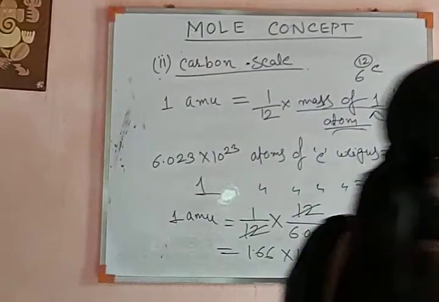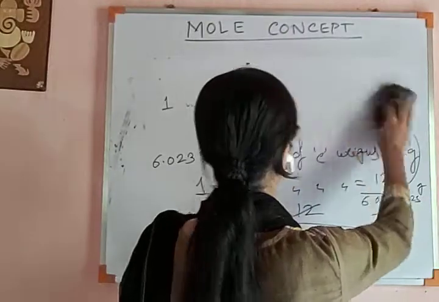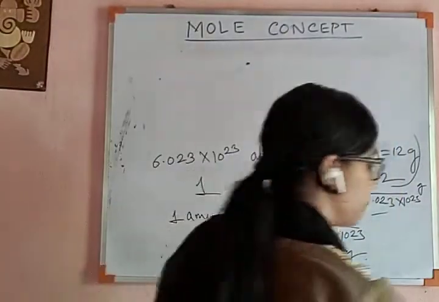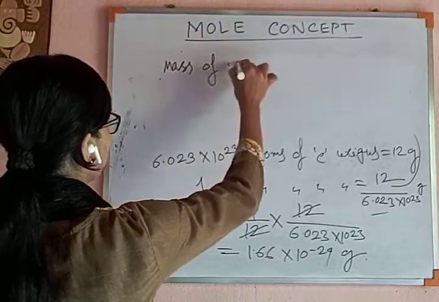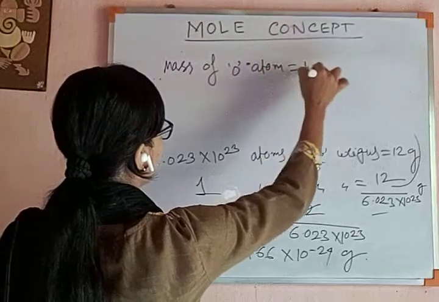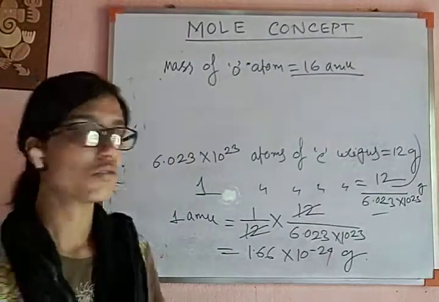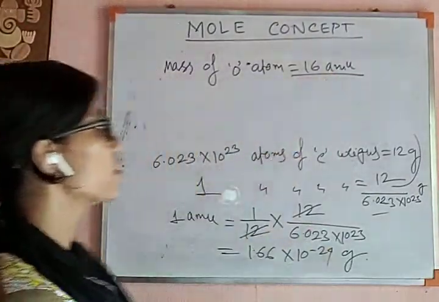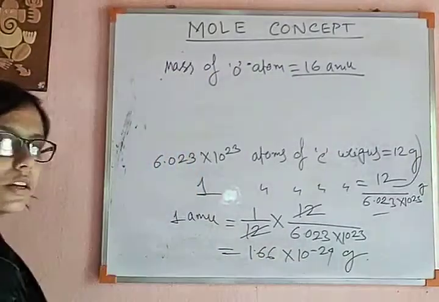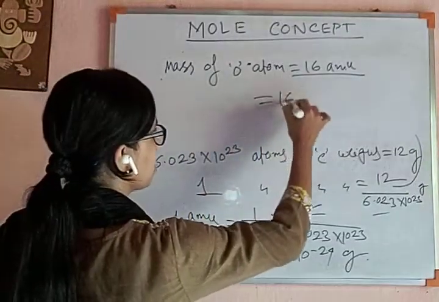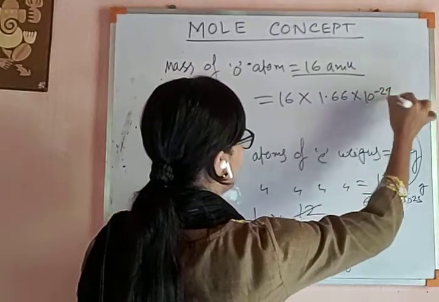Suppose the mass of oxygen atom is given as 16 atomic mass unit. It is given in atomic mass unit. So when we are trying to convert this atomic mass unit into gram, then we are multiplying it with 1.66 into 10 to the power minus 24 gram. So it is equal to 16 into 1.66 into 10 to the power minus 24 gram.